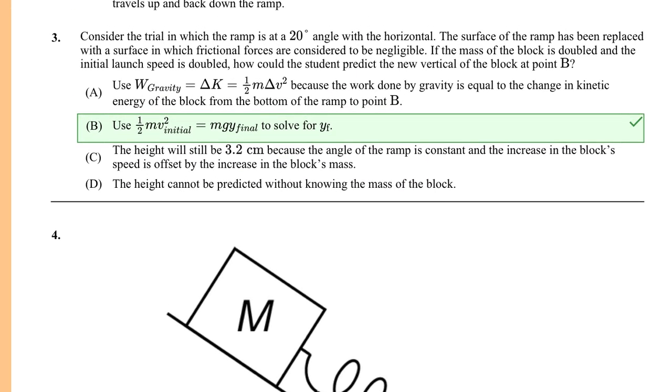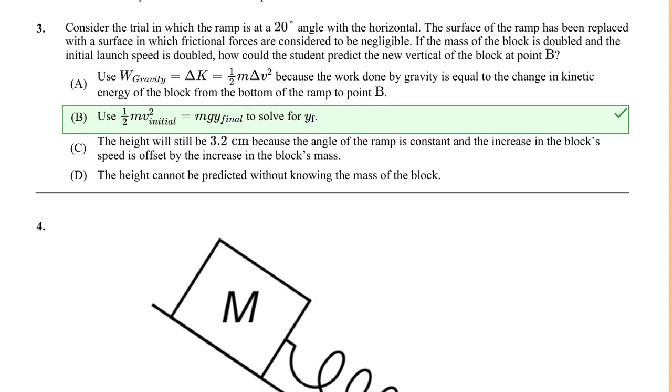Consider the trial in which the ramp is at a 20 degrees angle with the horizontal. The surface of the ramp has been replaced with one that's basically frictionless. If the mass of the block is doubled and the initial launch speed is doubled, so we're going to say that mass of block is doubled. So m becomes 2m, and then the initial launch speed, that's going to be v, it becomes 2v. It's doubled. How could the student predict the new vertical height of the block at point B?